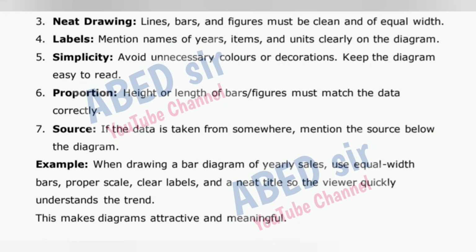5. Simplicity. Avoid unnecessary colors or decorations. Keep the diagram easy to read. 6. Proportion. Height or length of bars and figures must match the data correctly. 7. Source. If the data is taken from somewhere, mention the source below the diagram. Example, when drawing a bar diagram of yearly sales, use equal width bars, proper scale, clear labels, and a neat title so the viewer quickly understands the trend. This makes diagrams attractive and meaningful.